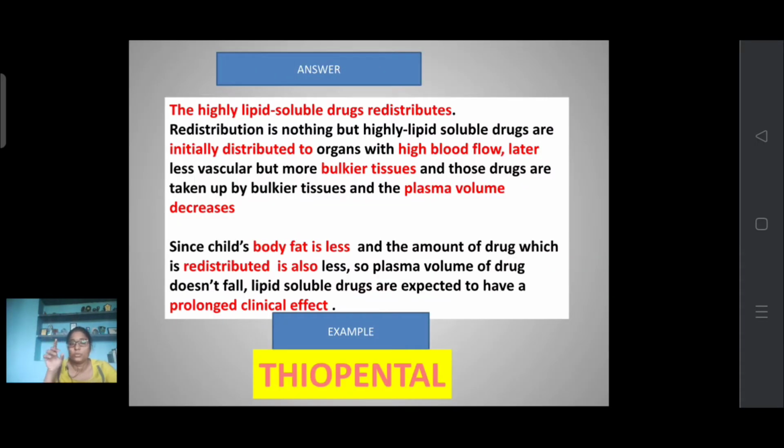You must know the concept of redistribution. So redistribution is nothing but the lipid soluble drugs initially will be moving to the areas with higher blood flow, and then they will be redistributed to the lower vascular regions, that is the bulkier tissues, that is fat. Here the pediatrics have lesser fat, and hence the drug from the plasma will not get reduced, it will remain the same, and hence the prolonged effect of lipid soluble drugs will be seen in infants due to the fact that they have less fat. For example, thiopental action will be seen for a longer period of time.